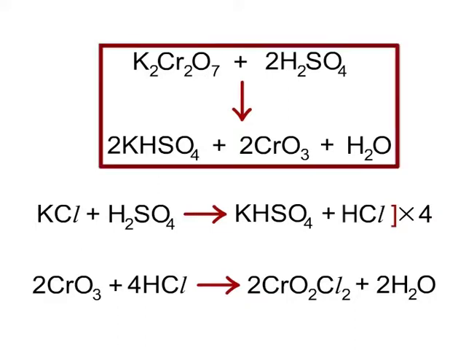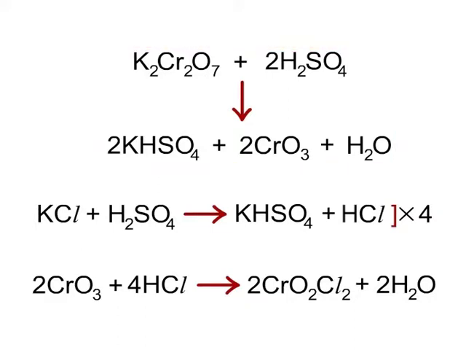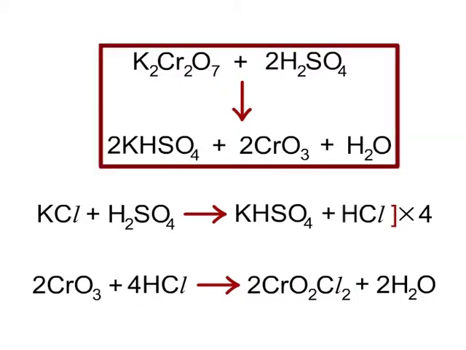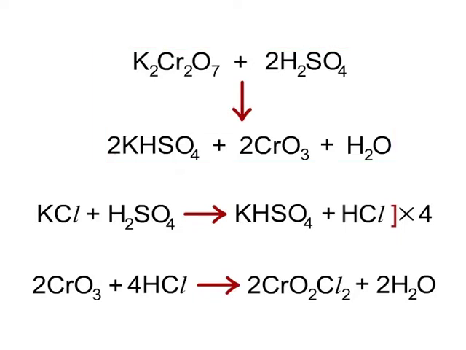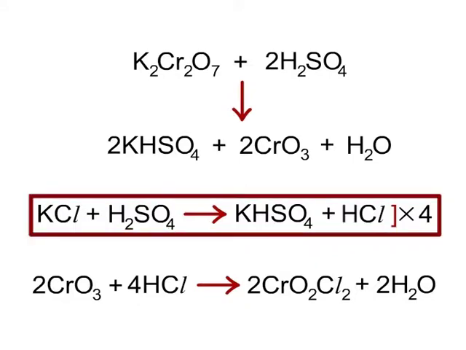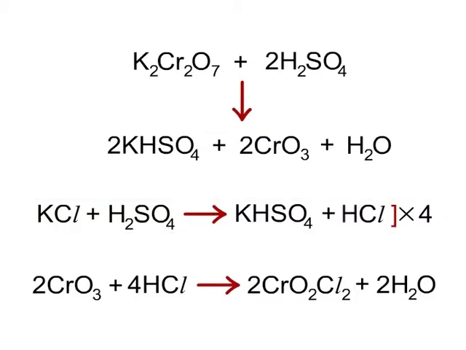K2Cr2O7 plus 2H2SO4 gives 2KHSO4 plus 2CrO3 plus water. KCl plus H2SO4 gives KHSO4 plus HCl, the whole equation multiplied by 4.